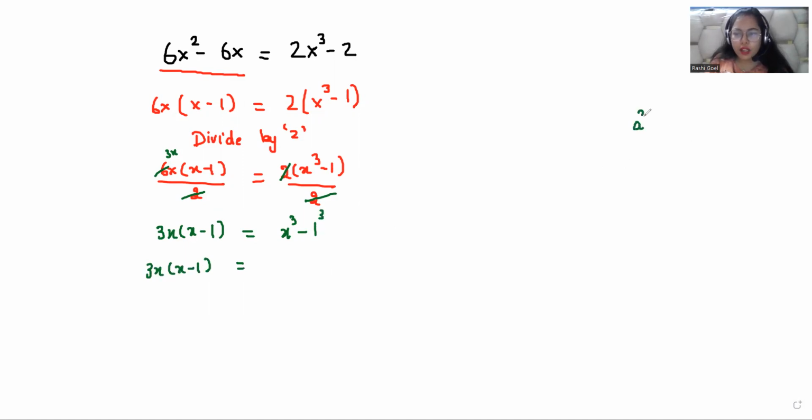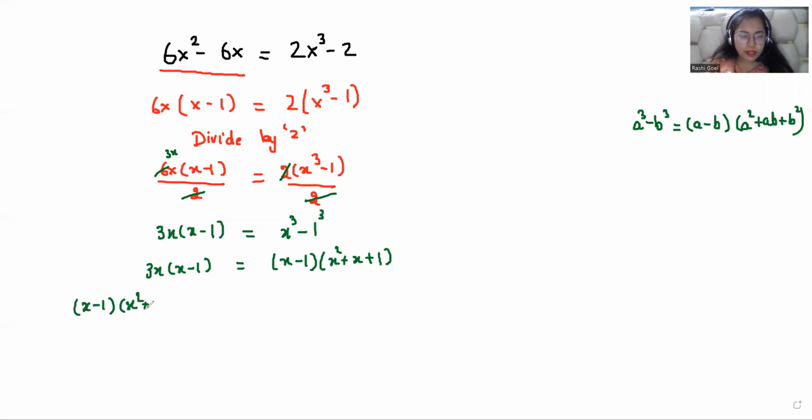So the formula of a³ − b³ is (a − b)(a² + ab + b²). So here, x³ is a³ and 1 is b³. So I can write it as (x − 1)(x² + x + 1). Now if I take the equation to one side, (x − 1)(x² + x + 1) − 3x(x − 1) is equal to 0.